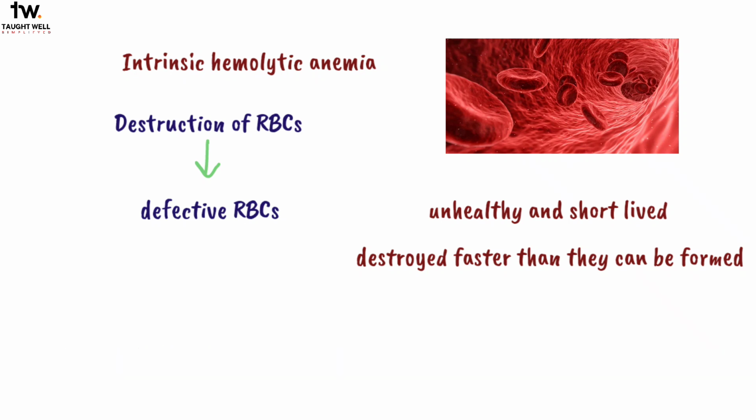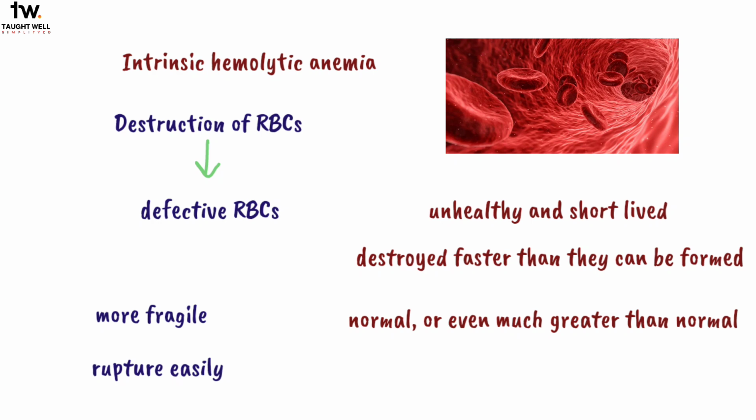Because of the abnormal shape of RBCs in these conditions, they become more fragile. So, they rupture easily as they go through the capillaries, especially through the spleen. The number of RBCs formed may be normal or even much greater than normal. The next type is aplastic anemia.